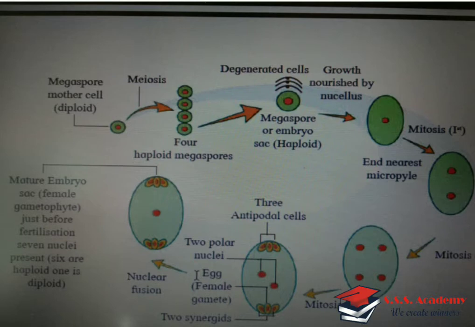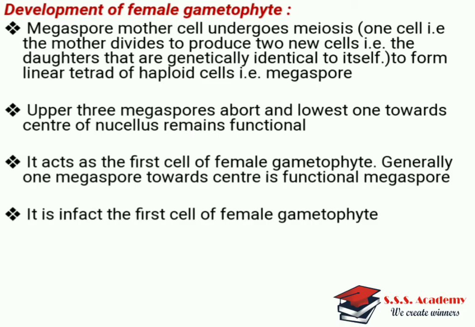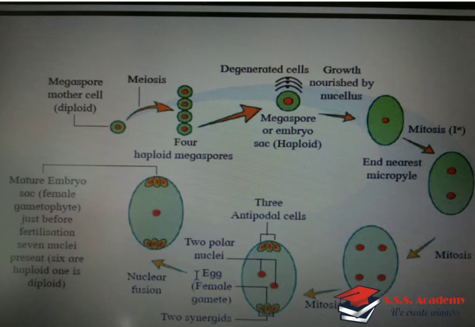For the third stage, you will write: the upper three megaspores abort and the lowest one towards the center of the nucleus remains functional. That is the second step. The upside three megaspores are shown by the curved line. These are degenerated and undergo abortion, whereas the downside one remains functional. Therefore it is written as megaspore or embryo sac, which is haploid.